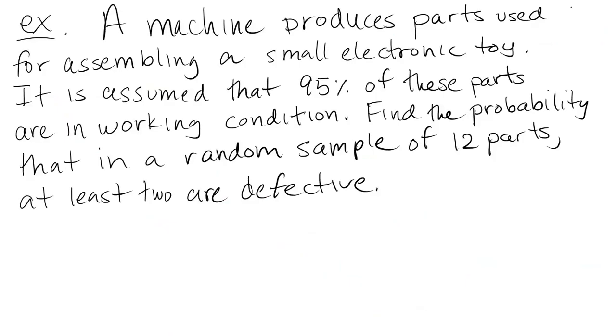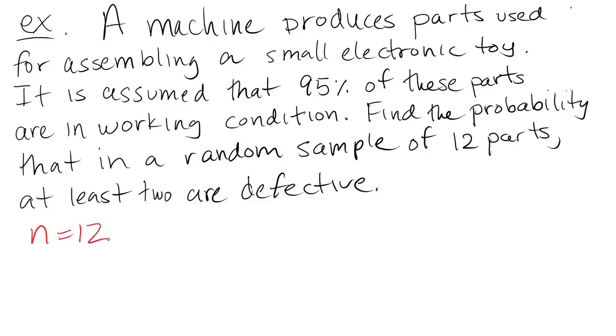A machine produces parts used for assembling a small electronic toy. It is assumed that 95% of these parts are in working condition. Find the probability that in a random sample of 12 parts, at least 2 are defective. Is this binomial? We have a fixed number of trials. We're going to select 12 parts and inspect them to see if they work. And in each case, there are 2 possibilities. It either works or doesn't work. It's in working condition or it's defective. So this is binomial.